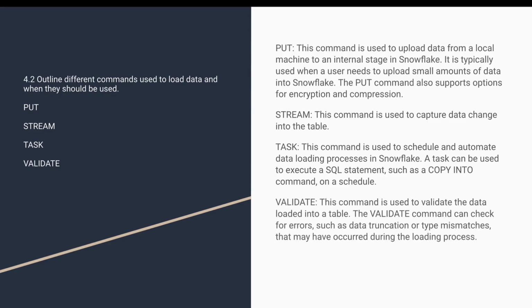Next is the validate command. This command is used to validate the data loaded into the table. The validate command can check for errors such as data truncation or type mismatch that may have occurred during the loading process. Validate is used when we are loading the data from a file using the copy into command. Whenever we run any copy into command, after it we can validate the table to see if there is any error while loading the data into it.